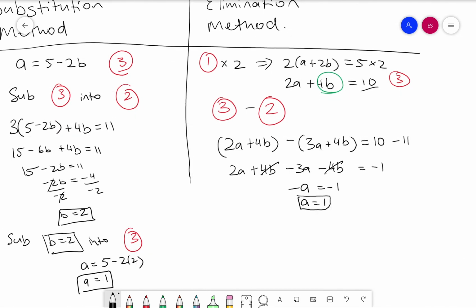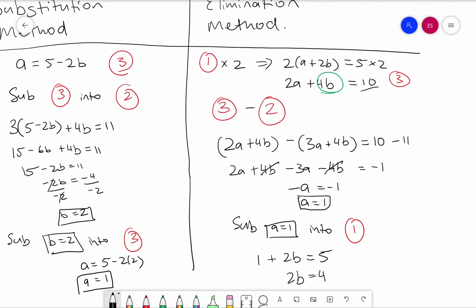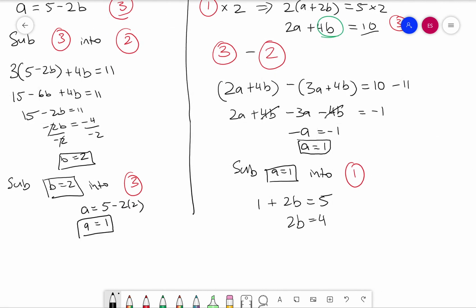And then we do a similar sort of thing. We sub a is equal to 1 into any of the equations. I'm going to sub it into equation 1 now. So we'll get a plus 2b is equal to 5. Whoops. That's meant to be 1 because a is equal to 1. And then you move the 1 to the other side, so you get 2b is equal to 4, which means b is equal to 2.